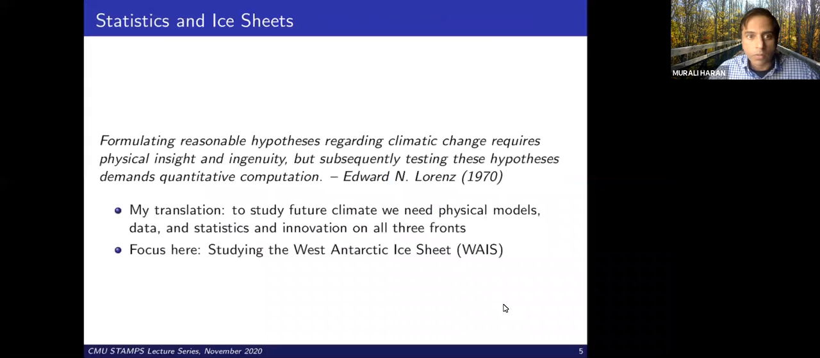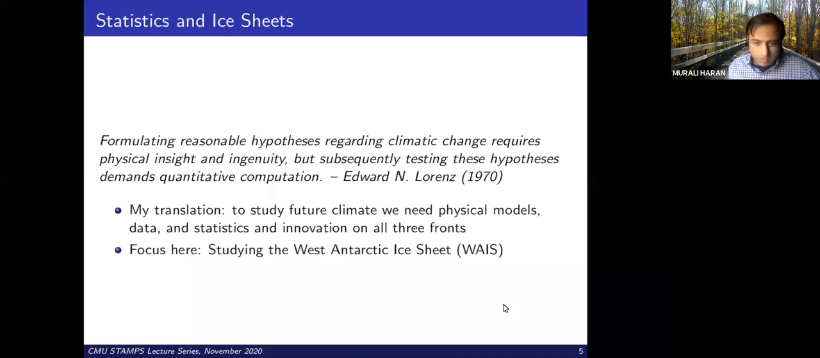Okay. So just to start off with some perspective, I'm quoting the legendary applied mathematician and meteorologist Ed Lorenz of MIT. He said in 1970 that formulating reasonable hypotheses regarding climatic change requires physical insight and ingenuity, but subsequently testing these hypotheses demands quantitative computation, which I think is a very nice way of summarizing where we're at in studying things like ice sheets.